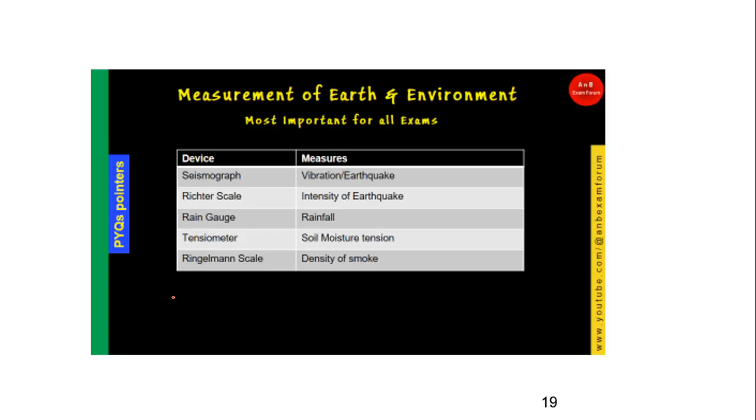And there are a few other important devices which are used in earth and environment measurement. The first one is seismograph. It is very important. It is used to measure the earthquake. And if you want to find the intensity of the earthquake, it is the Richter scale. It is again a very important device which is commonly asked in the exam. And rain gauge measures rainfall, tensiometer measures soil moisture tension, and Ringelmann scale measures the density of the smoke. Okay.